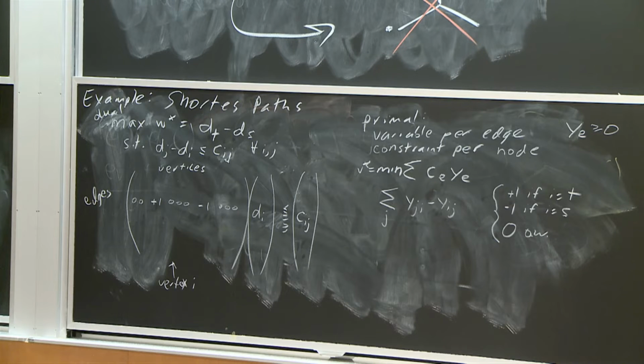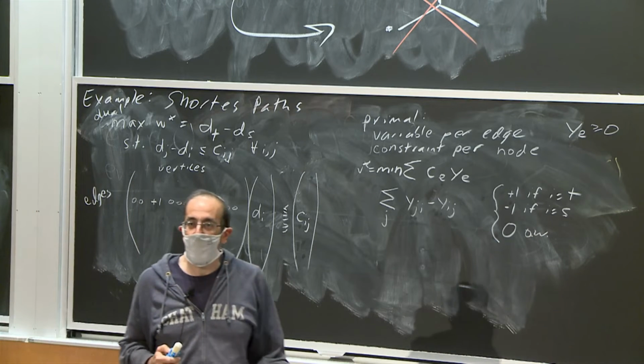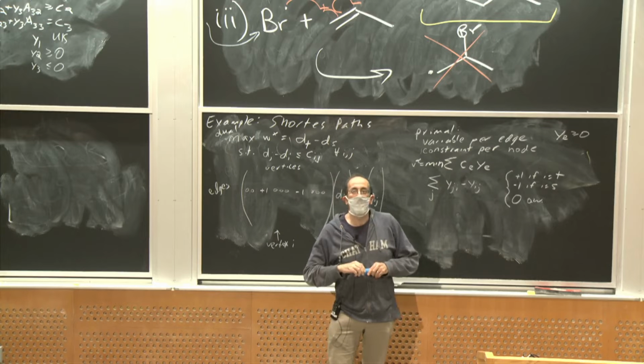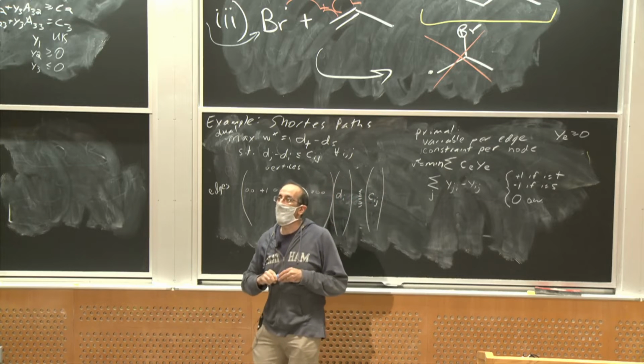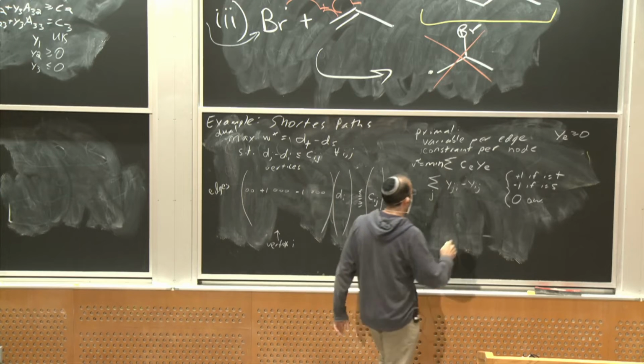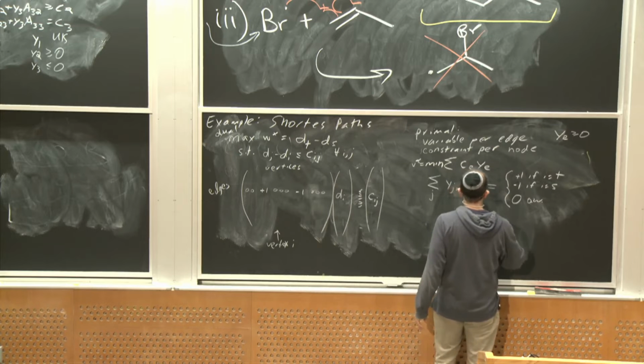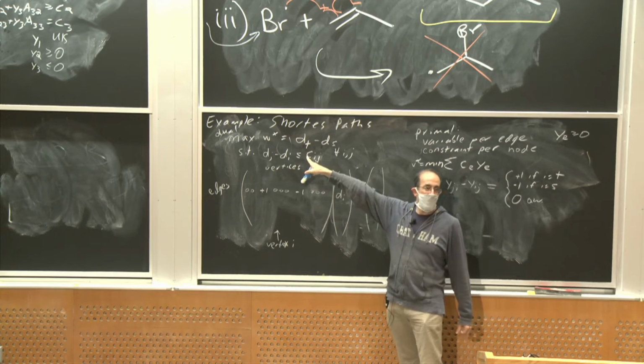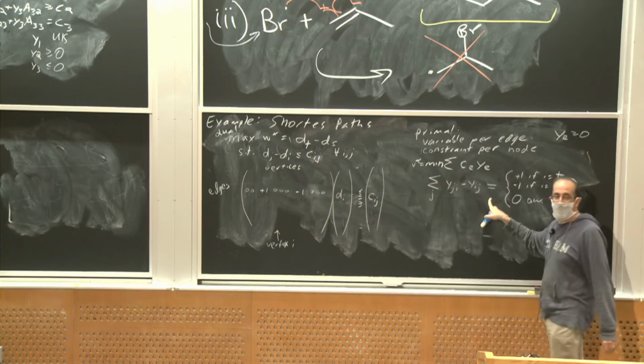Okay. So the final question is, what is the direction of the constraint? Do we want equality or upper bounds or lower bounds? Yes? We want equality. Why? Exactly. We put no constraints on the DI here. Unrestricted variables correspond to equality constraints.